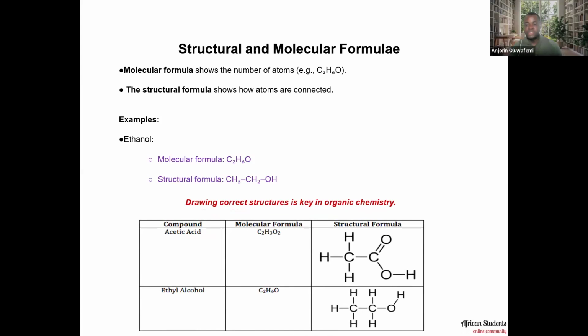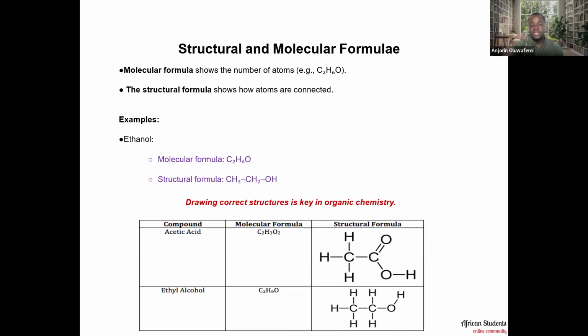The carbon is bonded to another carbon, and then that carbon is bonded with a double bond to an oxygen, then below bonded to the OH and all like that. So that is the structural formula. It shows us the connectivity, or the way the atoms are structured or connected or formed, so to speak.